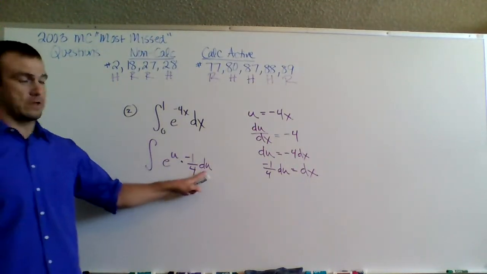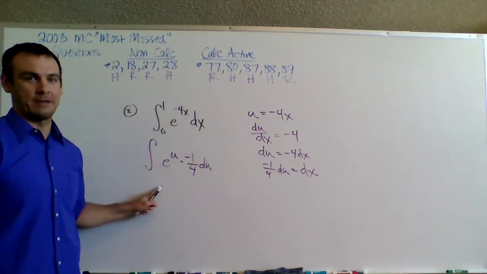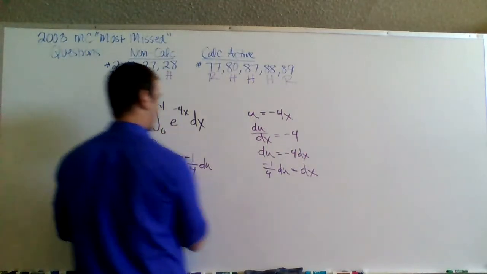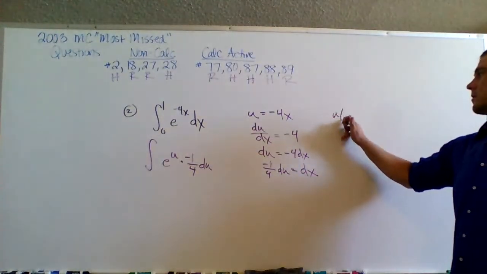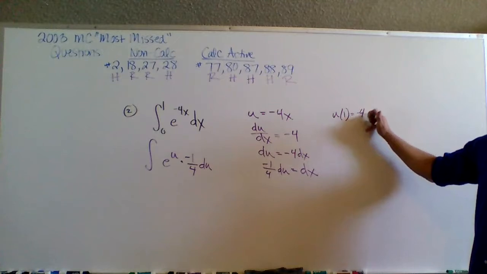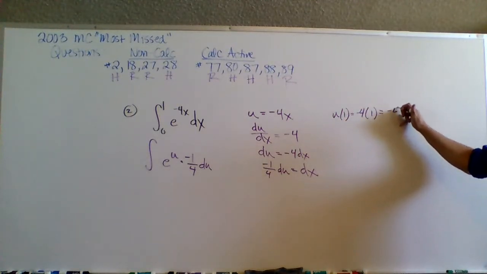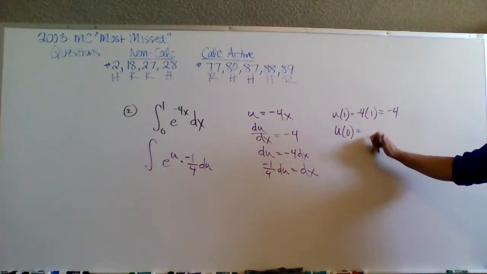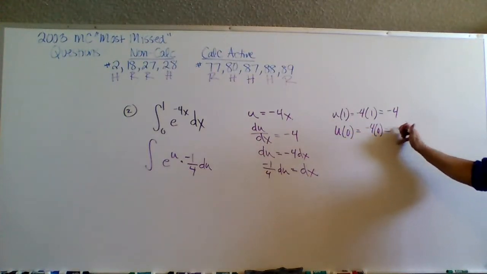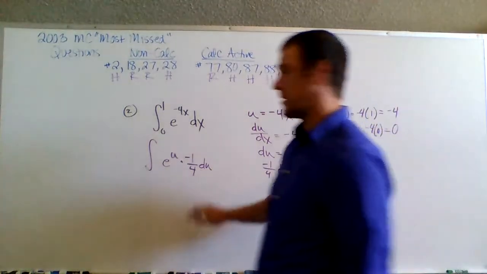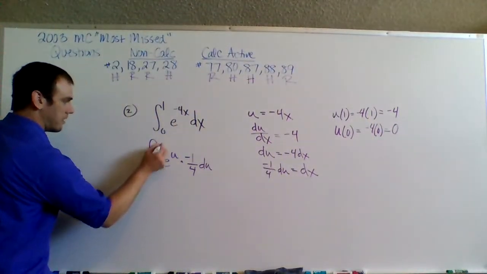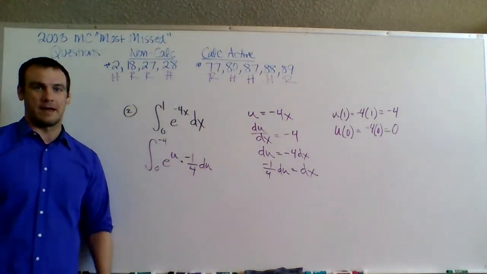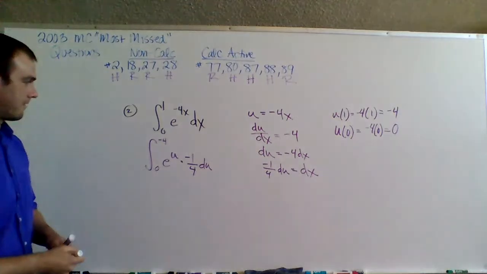Now guys, once we have du here, my boundaries better be matching it correctly. Okay, so I want to figure out what u of 1 is and u of 0. Well, u of 1 is going to be negative 4 times 1. So that gives us negative 4. And u of 0 is going to be, well, negative 4 times 0. So we get 0 out of that. So we're really going to integrate from 0 to negative 4. Now the boundaries are not correct on that. Okay, so we're going to have to do a little flippity floppity.